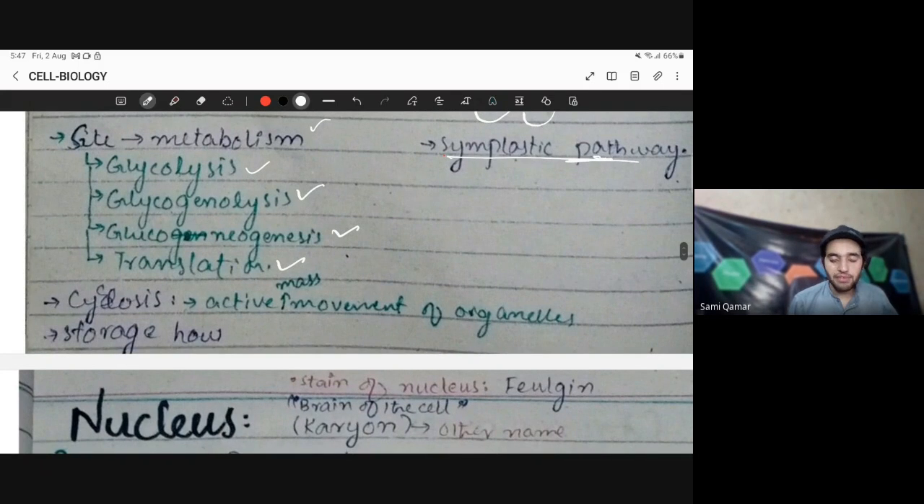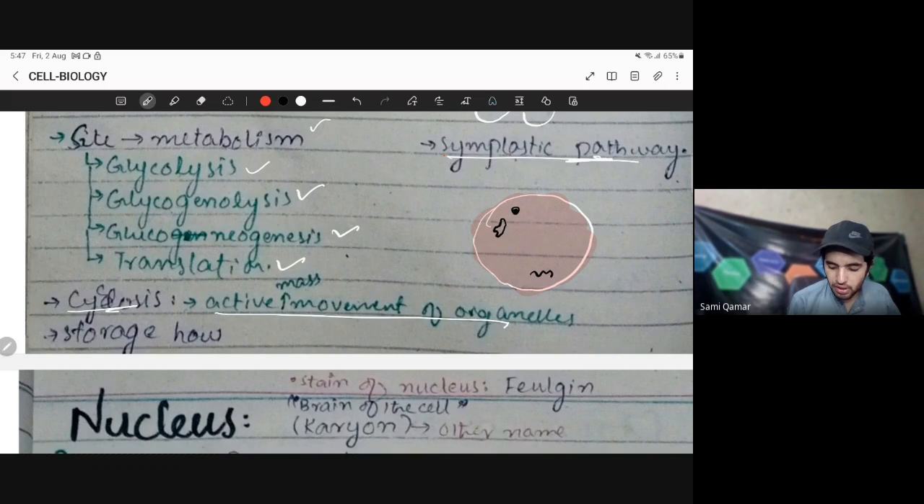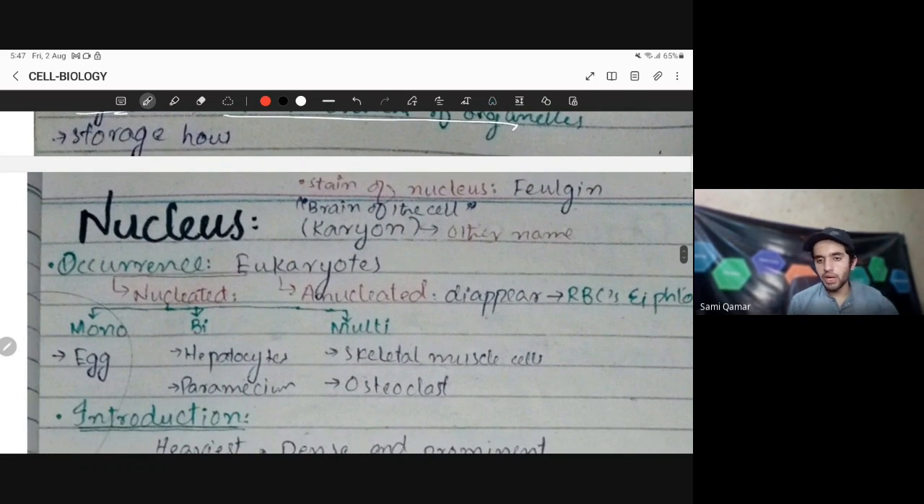Now this point is important. Cyclosis is the active mass movement of organelles. As I told you, this is the cell. Inside it there will be organelles, and the cytoplasm will be present. This is going to be any organelle, say the mitochondria. After some time, this mitochondria will travel here. This is known as active mass movement, and it is known as cyclosis. Now I hope you guys got the cytoplasm.